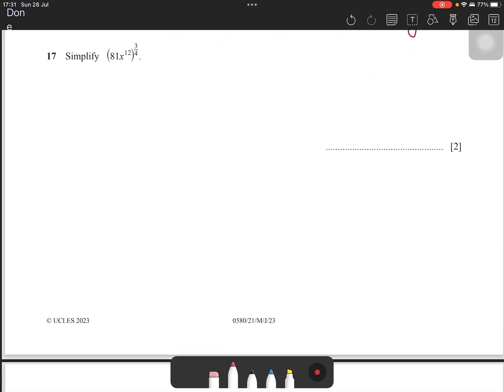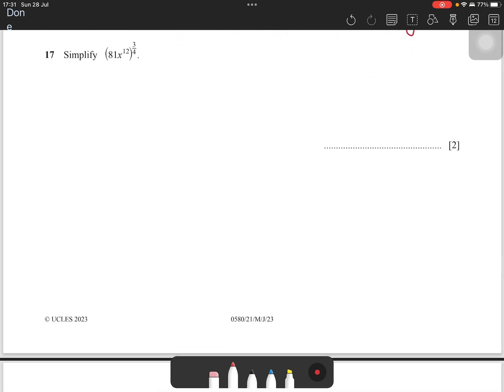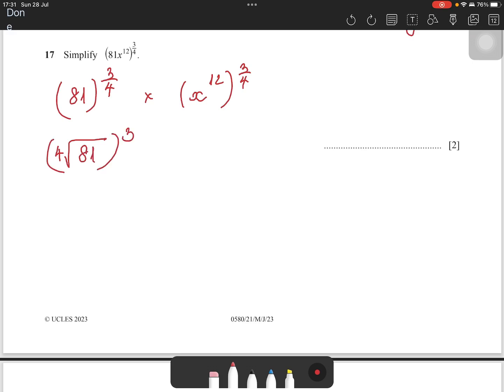Question 17. Simplify this expression. First, we'll split it into two parts: the number part, 81 to the power of 3/4, and x to the power of 12, to the power of 3/4. For the number part, 81 to the power of 3/4 means the fourth root of 81, to the power of 3. The fourth root of 81 is 3.